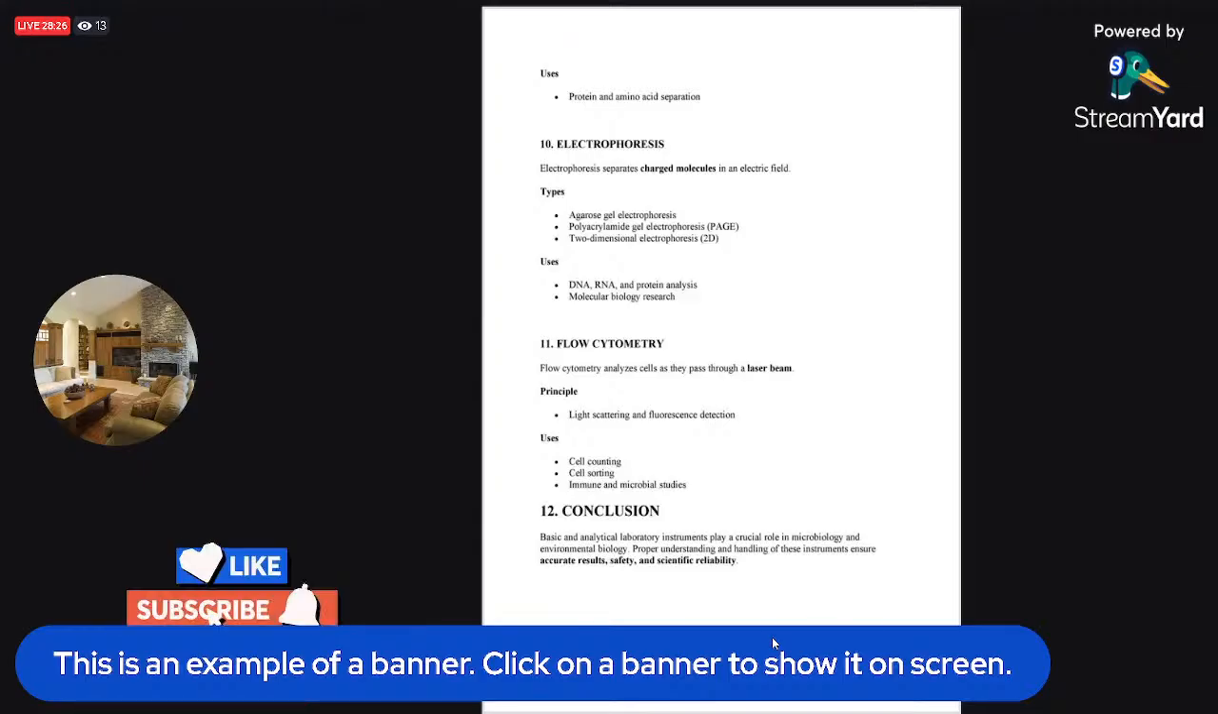So we have different types. We have agarose gel electrophoresis, PAGE, that is polyacrylamide gel electrophoresis, and we have two-dimensional electrophoresis as well. It is used for DNA, RNA, and protein analysis. That is molecular work. It is also used for molecular biology research.